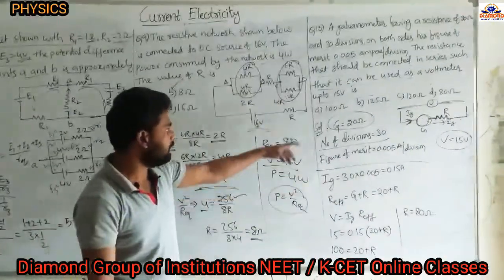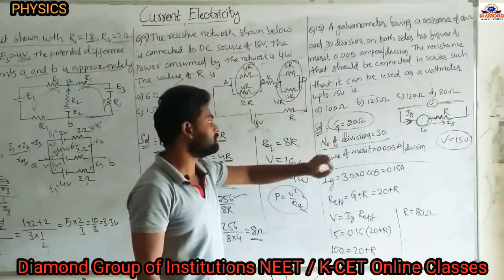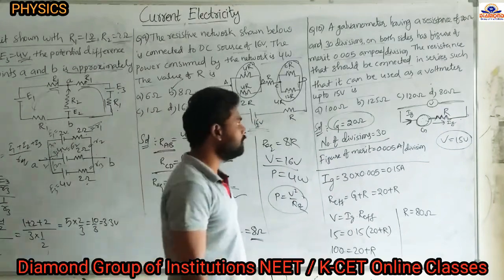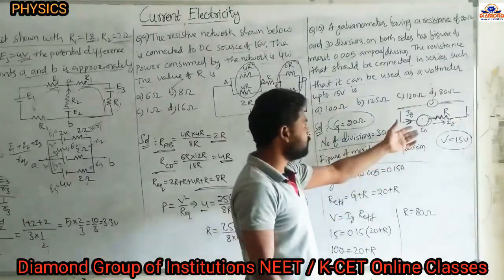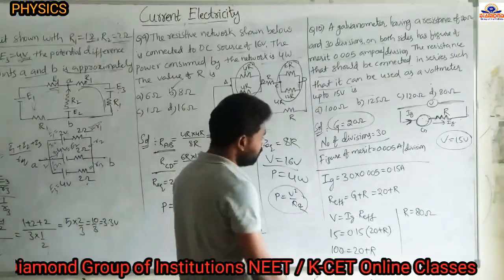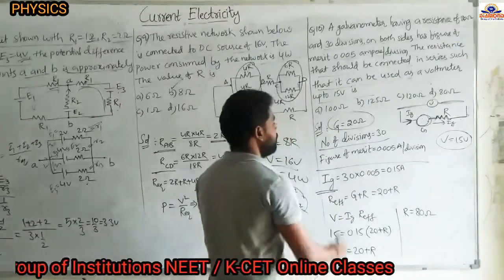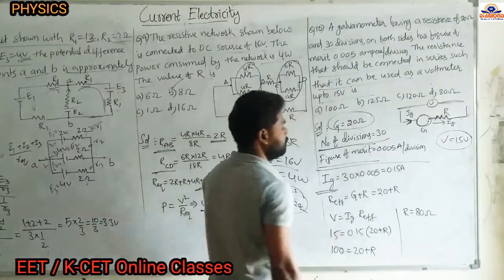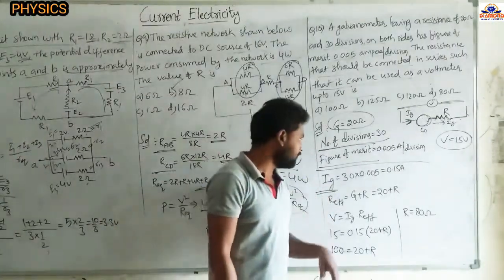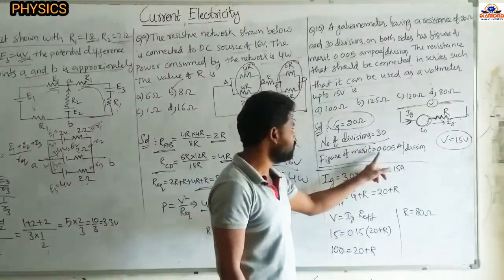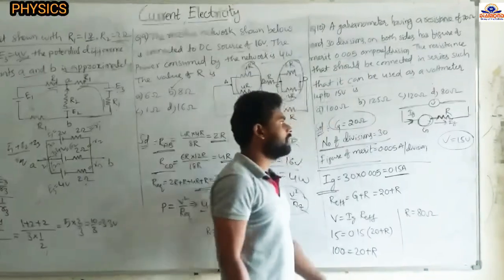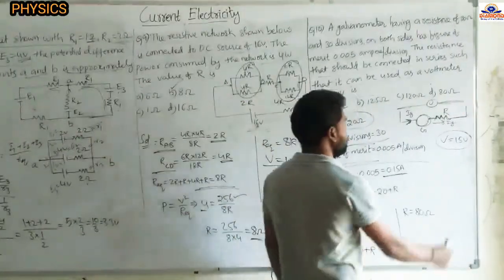Okay. First I have written the given data here: galvanometer resistance, number of divisions, figure of merit. From this we can find the full scale current, that means the current for full scale deflection of the galvanometer. So the galvanometer current IG equals the number of divisions into the figure of merit. So now 30 into 0.005, then we will get 0.15 amperes. So the current flowing through this is 0.15 amperes.